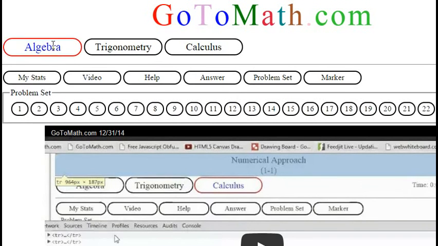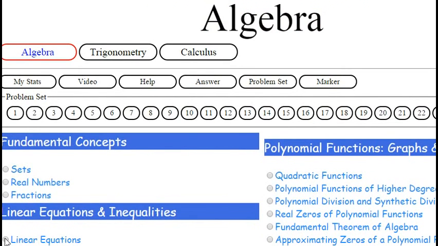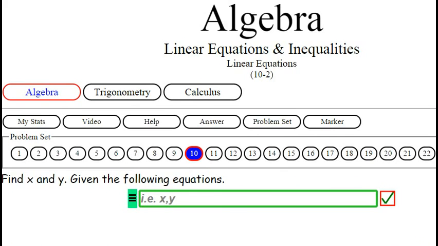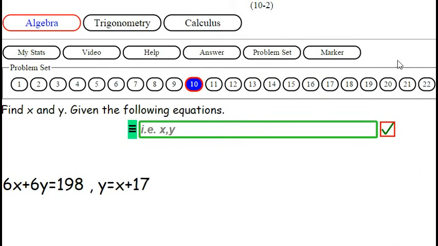Okay, we're over here at gotomath.com. Click on the algebra. Let's go down to linear equations, and I believe we're looking at 10.2. Get that to come up.